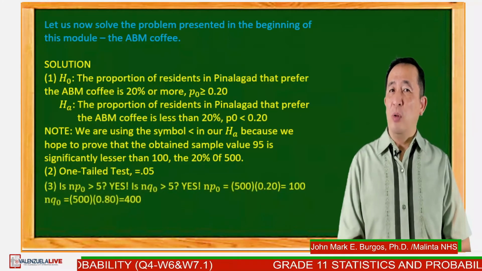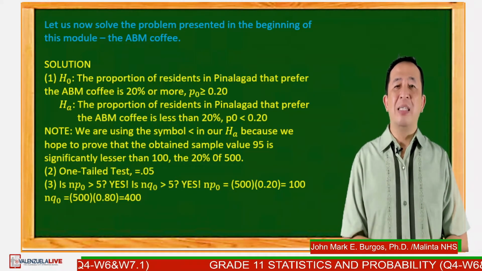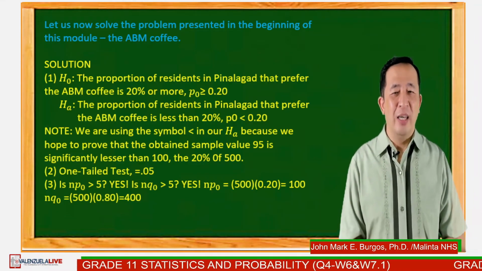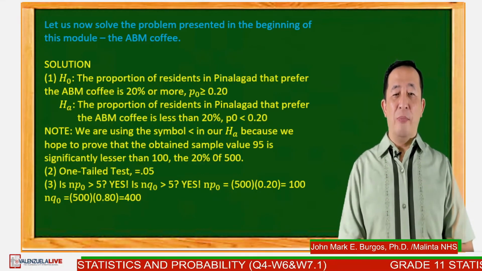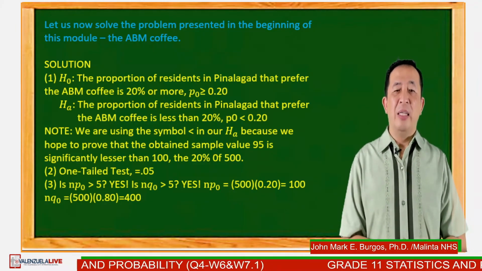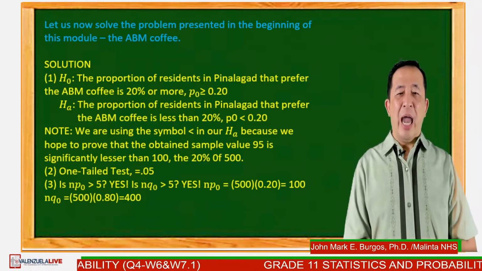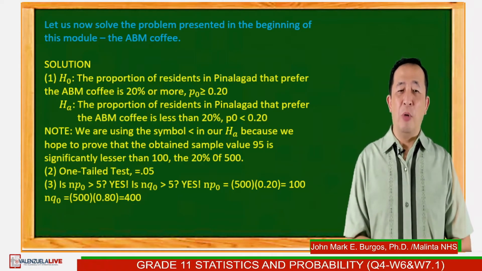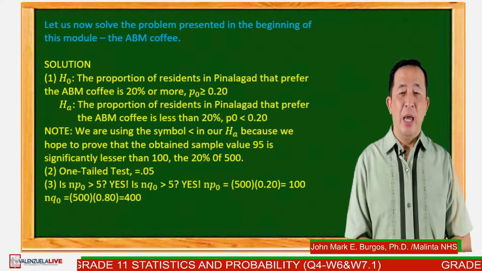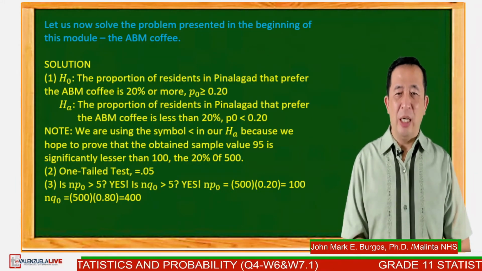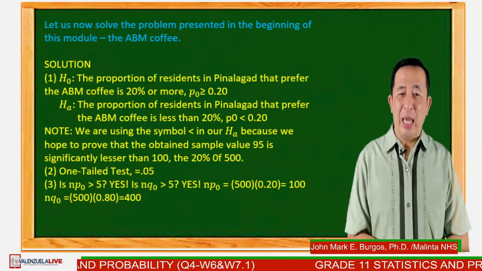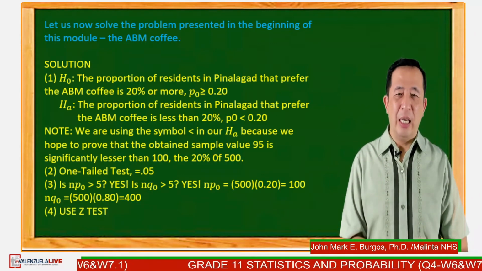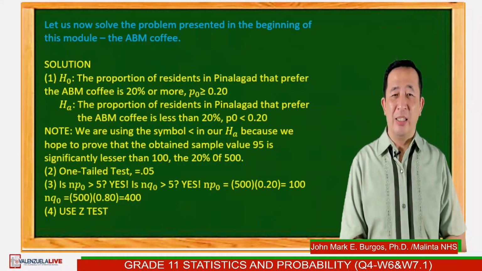The third thing that we have to consider is the question: is n times p sub o greater than 5? The answer is yes. Is n times q sub o greater than 5? The answer is yes. Because n times p sub o is equal to 500 times 0.20, which is 100, and n times q sub o is equal to 500 times 0.80, which is 400. The fourth thing that we have to consider is that we have to use the z test.